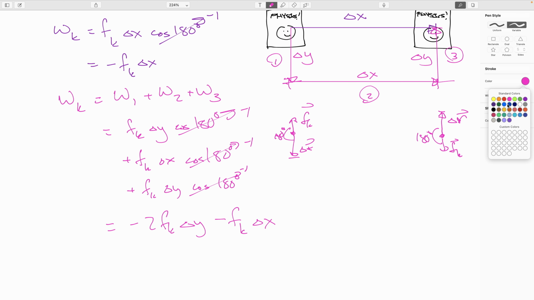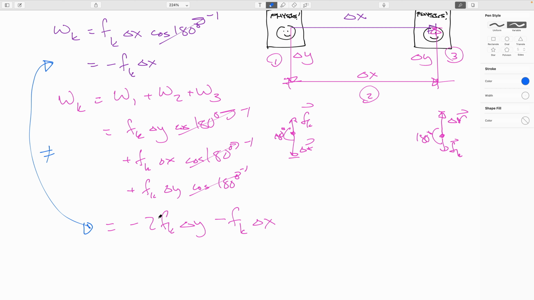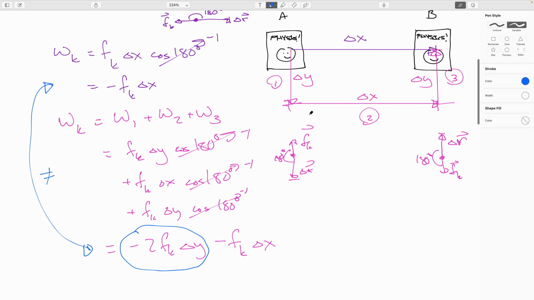Now what's important here is that this is not the same as what we got along the purple path. It differs by this extra amount of work that friction did to the tune of minus 2Fk delta y. So that's it. You literally just have to find a pair of points, there they were, A and B, for which two different paths give you a different answer, and that means that friction is non-conservative.